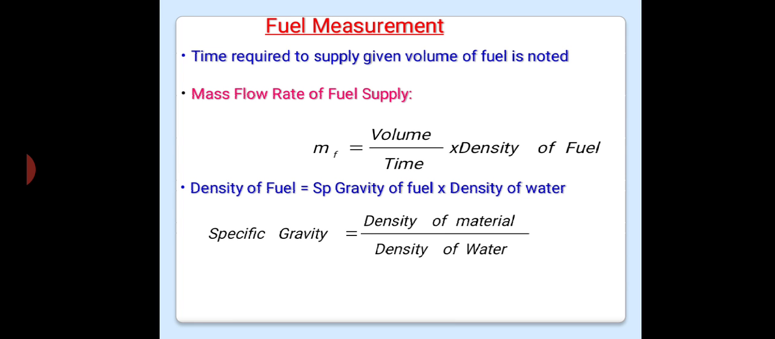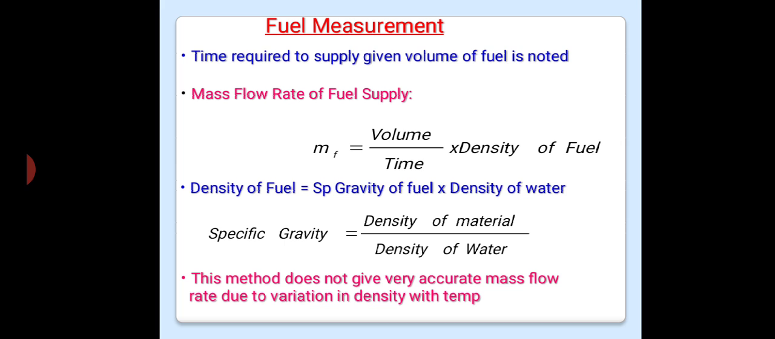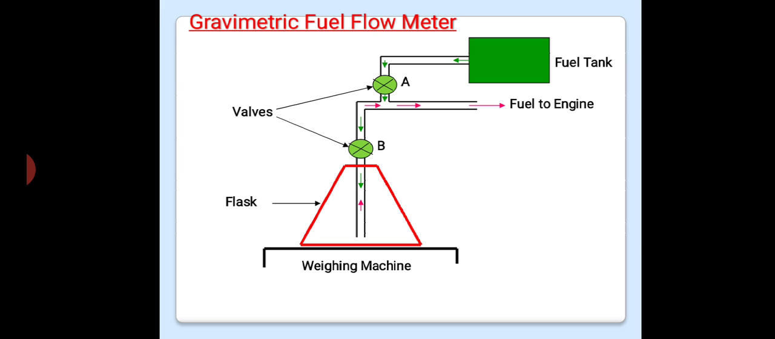due to the temperature. So we have mass flow rate Mf equal to volume upon time into density of the fuel. We can calculate the density of fuel as specific gravity of fuel into density of water. Specific gravity is equal to density of material upon density of water. So, as we have discussed, this method does not give very accurate mass flow rate due to variation in density with temperature.